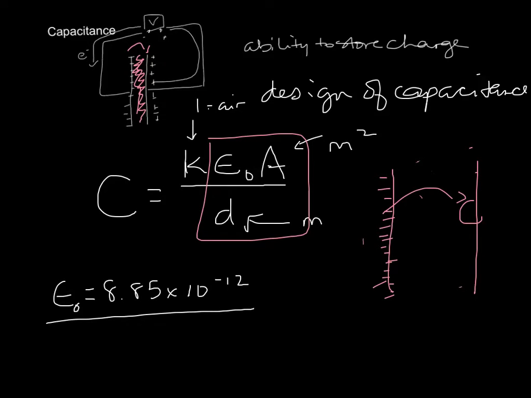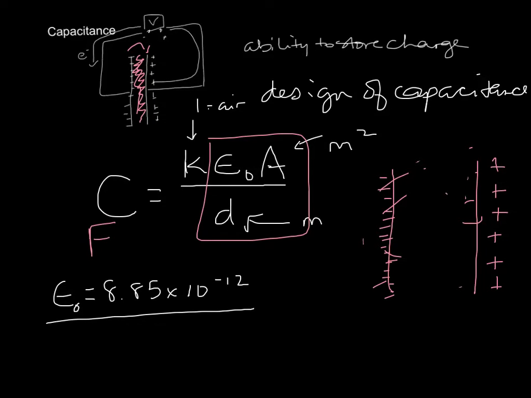Well, the closer these two plates are, the more the electrons are likely to jump over, because remember, one side's negative and one side's positive, so those electrons want to jump. But the more you separate them, the harder it is for those electrons to jump. So that's what the capacitance is, and it's measured in farads, abbreviated with a capital F.